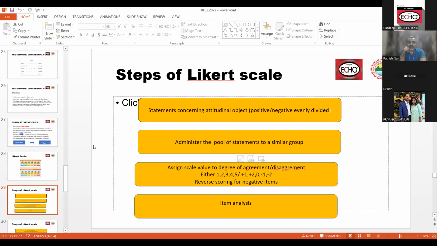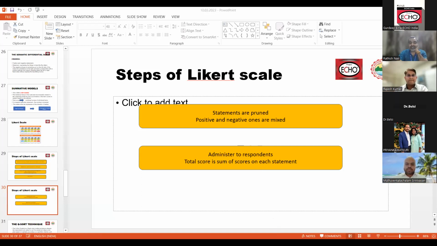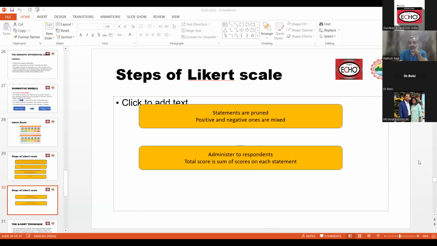Assign scale values. Administer the pool of statements to a similar group. Assign scale values to the degree of agreement or disagreement, either 1, 2, 3, 4, 5 or plus 1, plus 2, 0, minus 1, minus 2, and reverse scoring for negative items. There has to be an item analysis of a Likert scale. The statements are pruned, positive and negative ones are mixed, and administered to respondents. The total score is the sum of the score of each item. We have already seen how a Likert scale is scored.